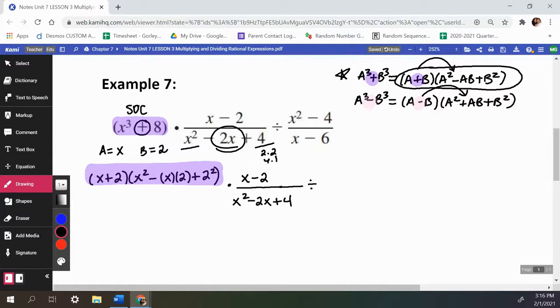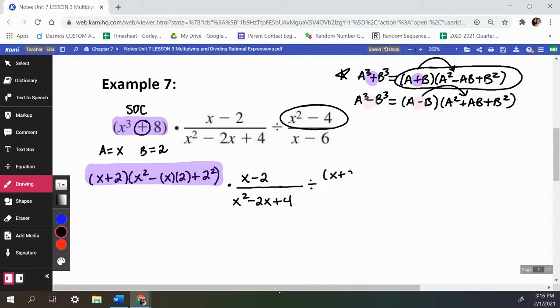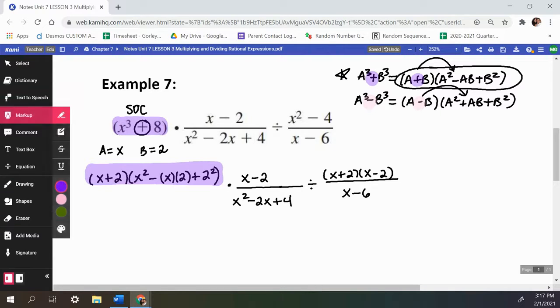Then we have divided by. Let's go ahead and factor the numerator now. x squared minus 4 would be x plus 2, x minus 2. And x minus 6 does not factor, so we'll leave that as x minus 6. Okay, so we did factor that numerator. I'll go ahead and just highlight it in pink so we know that we factored that.